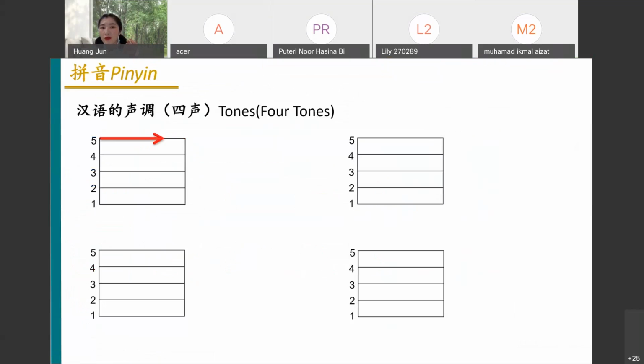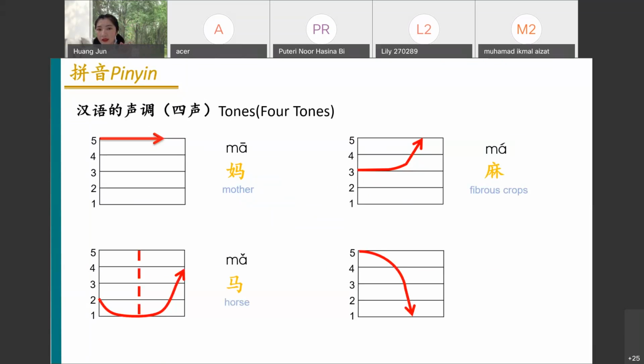The first one is very stable. This is the example we gave you. The tone when you read does not change. Then the second one, your voice will change from low to high. Number 3, your voice will change from high to low, then go up to high again. The fourth tone, your voice will jump from high to low very fast. Then these tiny symbols are the tone marks you have to remember. So this is the first tone, second, third, and fourth.